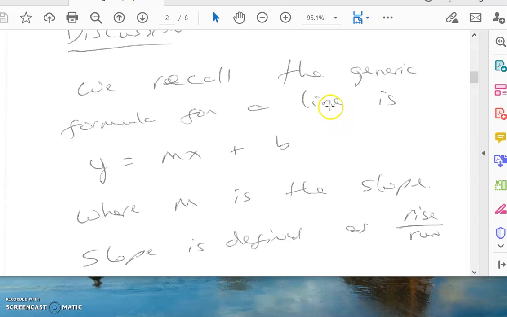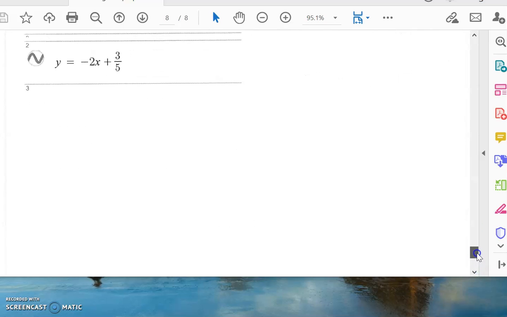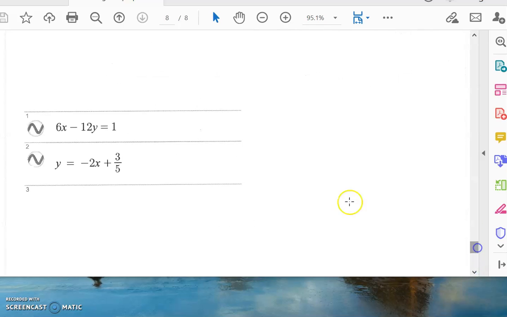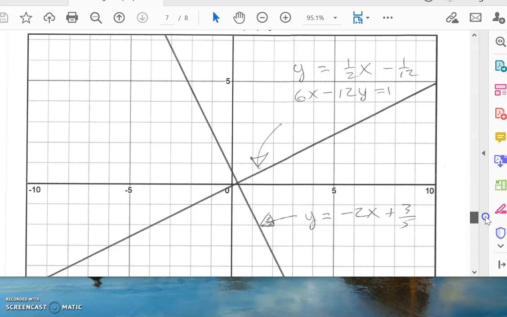desmos.com, D-E-S-M-O-S, desmos.com to do a little graph, and I recommend that website. So here's the two lines I came up with. This is the first one, that's the given one, and this is the solution, which we'll see in just a minute. But look what we get here. We get a nice graph. So y equals, or I'm sorry, 6x minus 12y equals 1. That's going to be our given line.